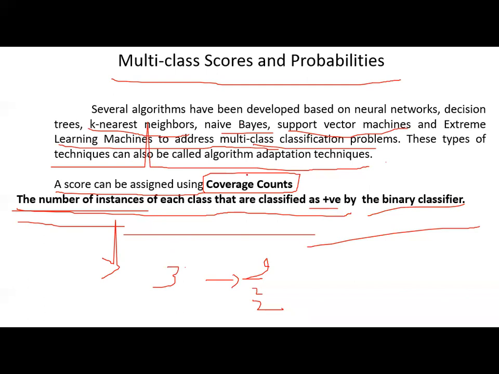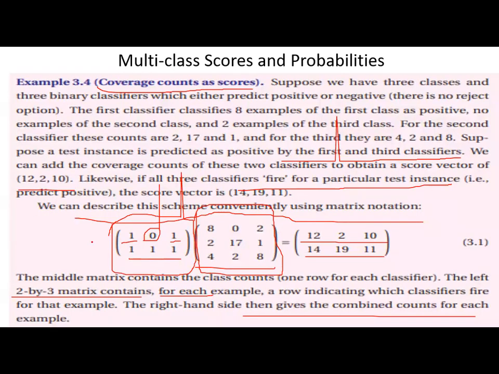Now we see multi-class scores and probabilities. In this, a score has to be given for each one. How do we assign a score? A score can be assigned using what is called coverage counts. The number of instances or examples of each class that are classified as positive by the different binary classifiers is taken as the score. So, for example, this is it.